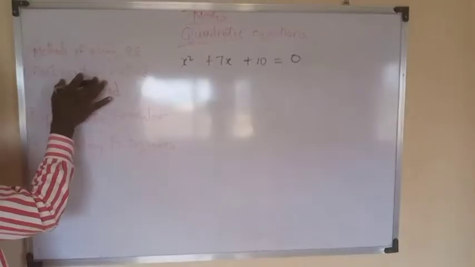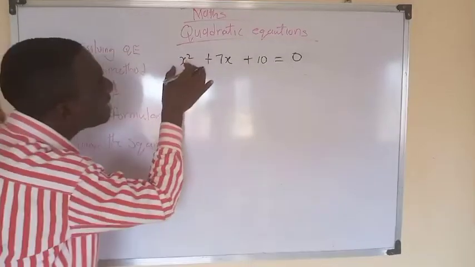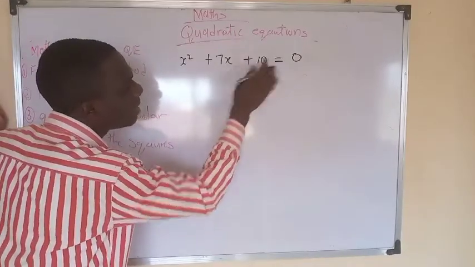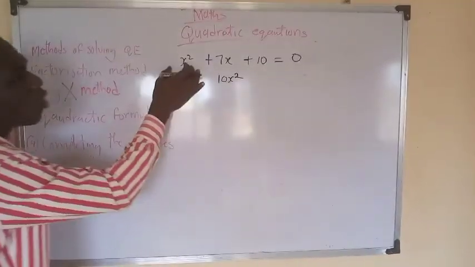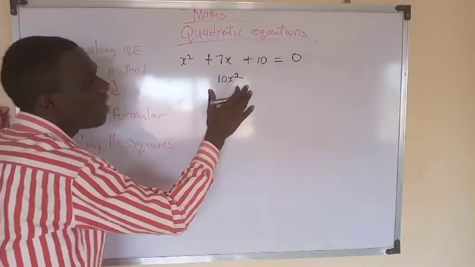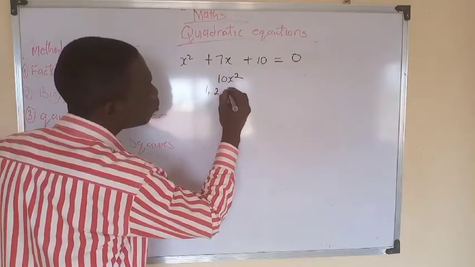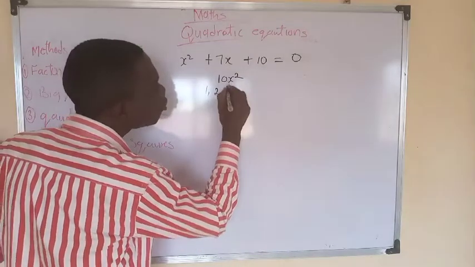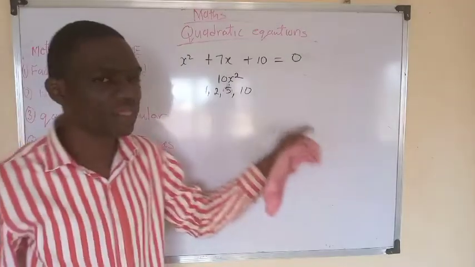The factorization method. So in solving, now you multiply this term by the last one here. You are going to have 10x squared. Alright, the coefficient of a, you multiply by what? The last term here, 10x squared. Now you bring out the factors of 10, which is what? 1, 2, 5, and 10. These are the factors of 10.